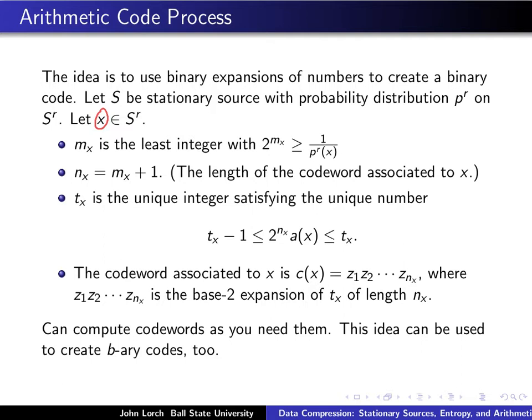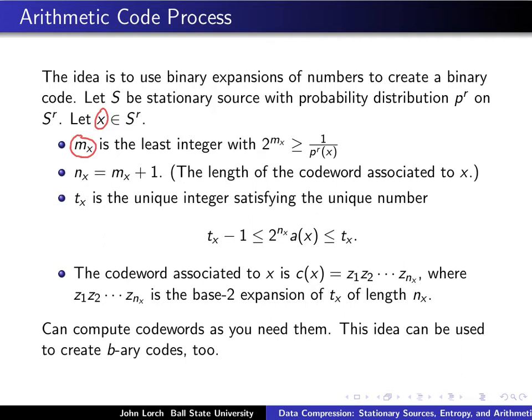Okay, so the first ingredient is this object M sub X. That's going to be the least integer such that 2 to the M sub X is bigger than or equal to the reciprocal of the probability that X occurs.